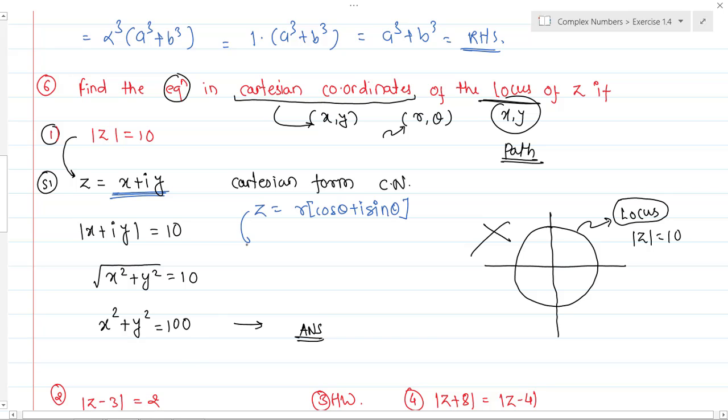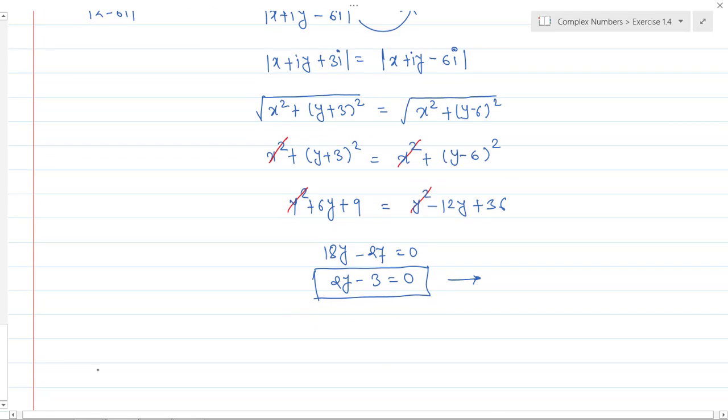Okay, so this is the polar form. What is the exponential form? Z is equals to r e raised to I theta. This is what the exponential form is. So these are the three important forms, 1, 2 and 3. Three important forms of the complex number. Same complex number.